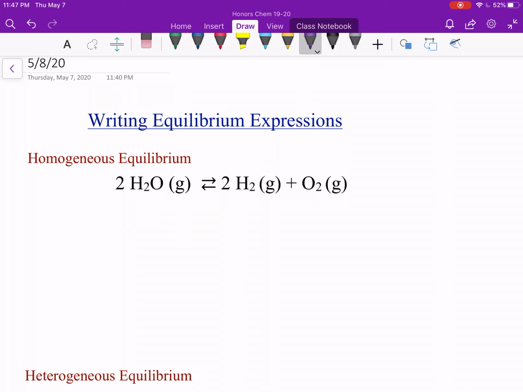I'm not going to do a Loom today because we don't really need to see my face. Hopefully this will be short and sweet. But I do want to talk about how to write equilibrium expressions.